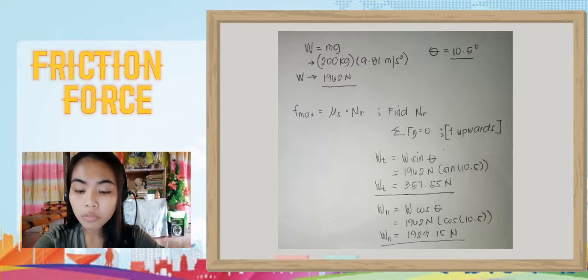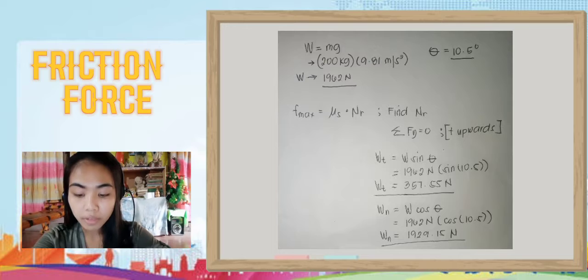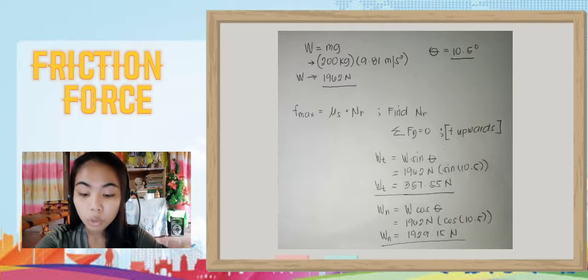Summation of force sub y equals 0, and then we will think that it is positive upwards. So, W sub t is equal to W sine theta. Kasi, W sine theta, kasi yung theta natin is opposite siya sa W sub t. Kaya naging sine siya. So, W is equal to 1,962 Newton times sine 10.5. So, ang WT natin is equal to 357.55 Newtons.